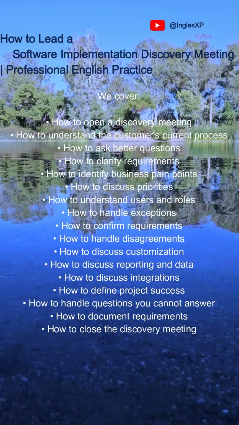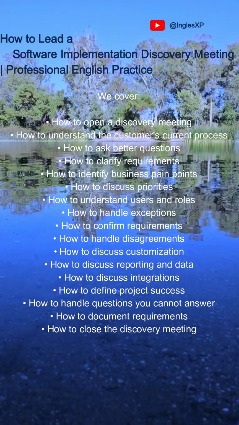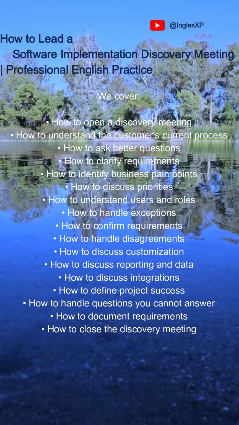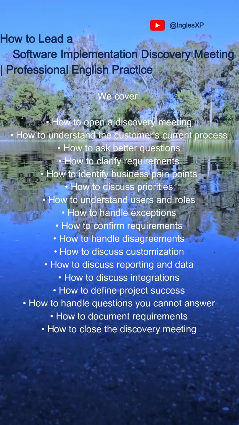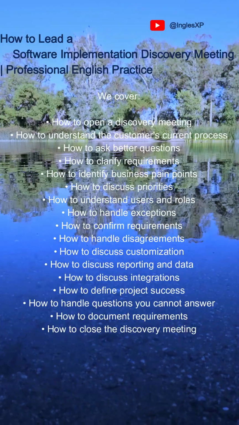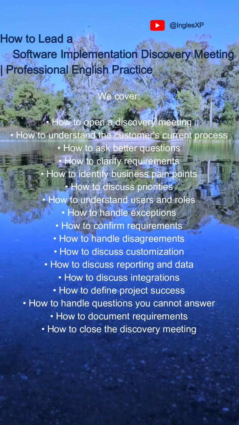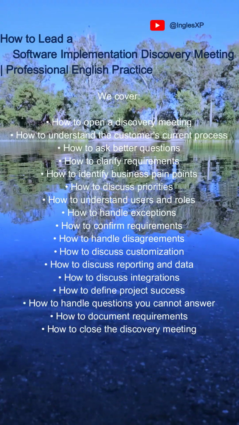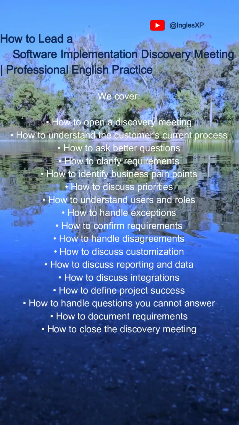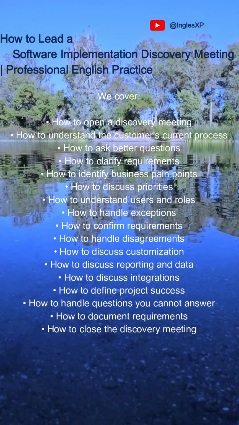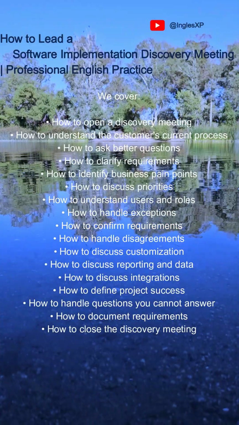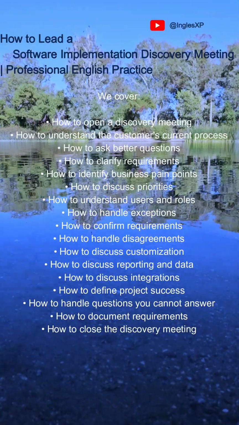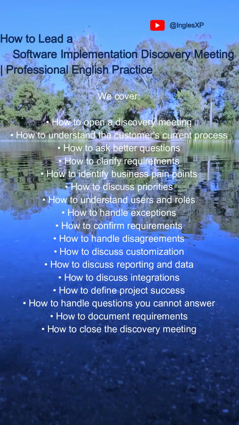You can also separate requirements into categories. For example, must have, should have, nice to have. This creates a simple framework for discussion. You can say, let's separate the requirements into must have, should have, and nice to have items. This will help us define the scope. This is especially useful when the project has limited time or budget. A discovery meeting is not only about collecting everything the customer wants. It is also about understanding what matters most.